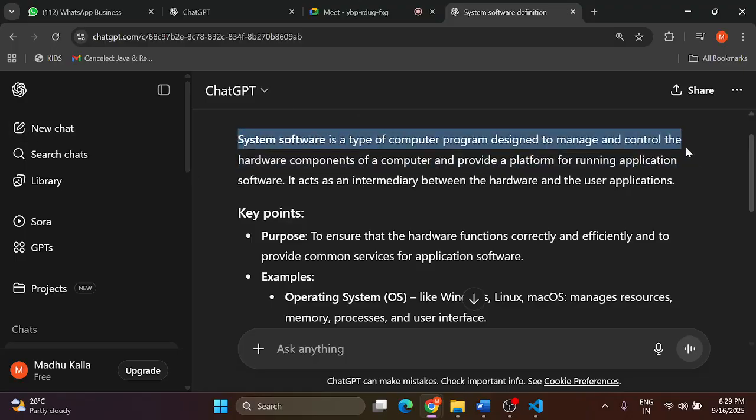System softwares are used to manage the hardware components of a computer. That is the correct answer, right? That's what I said. To run the computer, we need system software. System software is a type of software which is used to manage and control the hardware components of a computer.